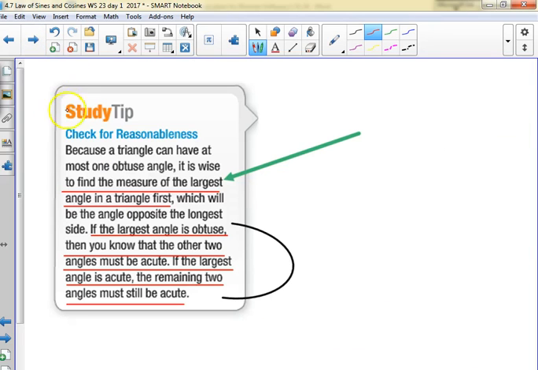All right. Again, checking for reasonableness. A triangle can have at most one obtuse angle. The law of cosines will find you the obtuse angle right away. No subtracting from 180 business, okay? So the easiest way to check is to always do the largest angle first. If the largest angle is obtuse, then you know the other two are acute. If the largest angle is acute, you still know the other two are acute, right?